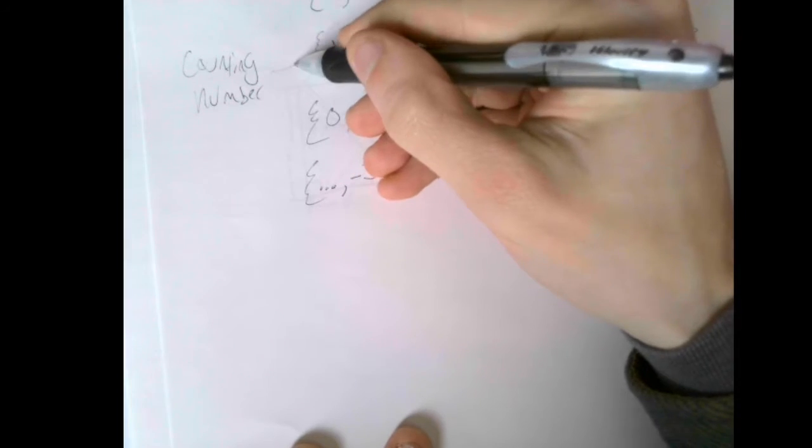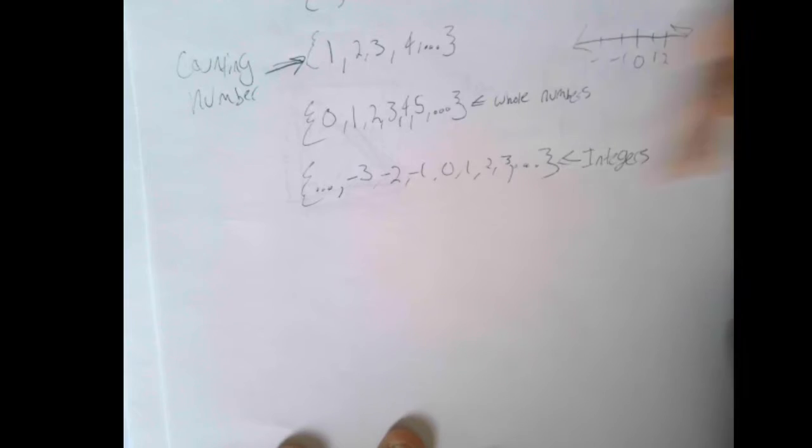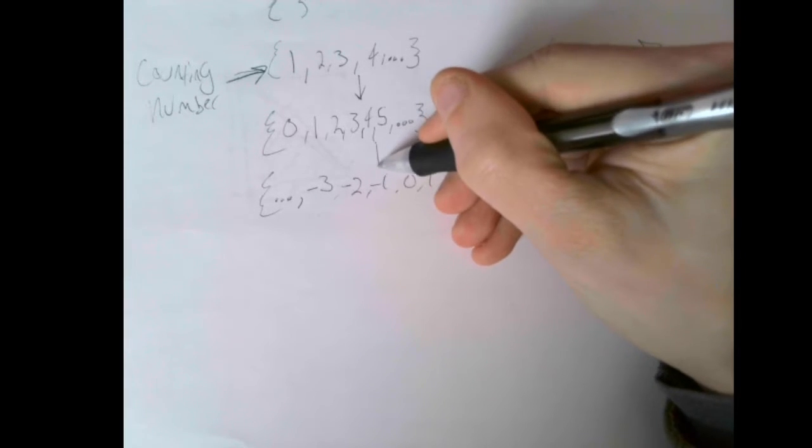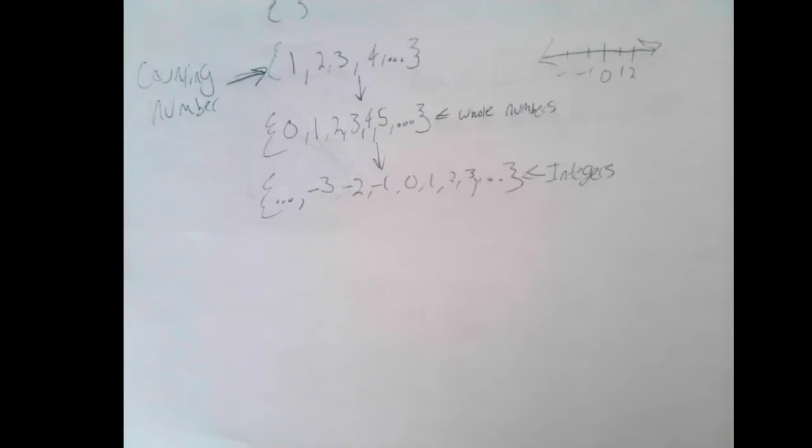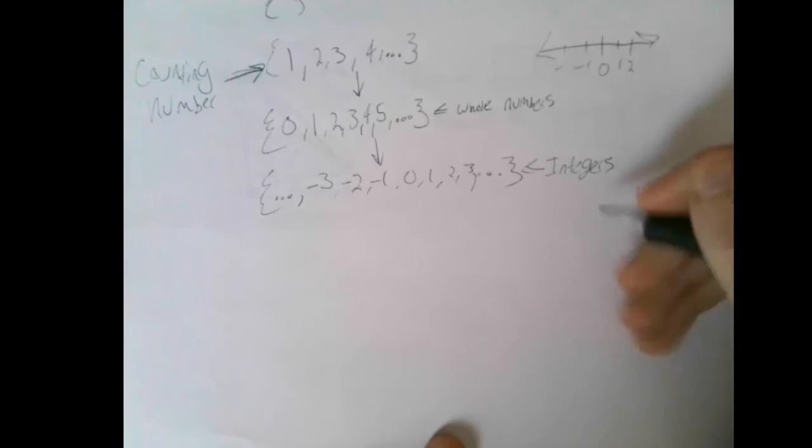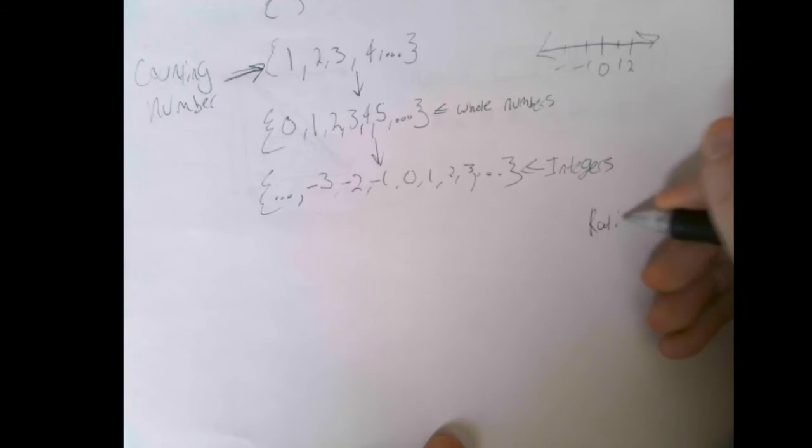So from here, we have the counting numbers, right? Then we took those counting numbers and added 0. That became our whole numbers. We took those whole numbers and added the opposites of them, and then that became our set of integers. So the next set we have is called the set of rational numbers.